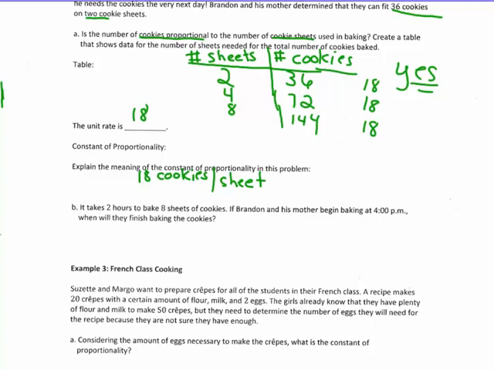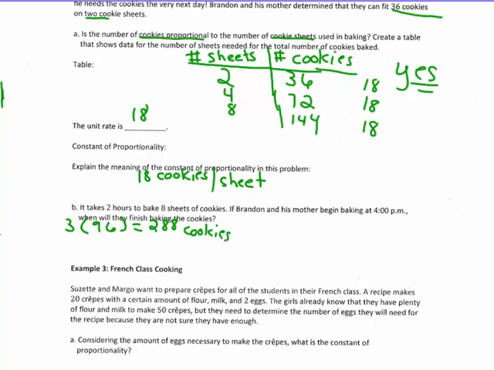It takes 2 hours to bake 8 sheets of cookies. If Brandon and his mother began baking at 4 p.m., will they finish baking the cookies? Well, we first have to know how many cookies they need. And at the top of the page, it told us that he needs 3 cookies for each of the 96 students. So 3 times 96 means he needs 288 cookies altogether.